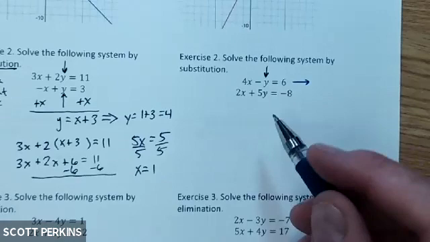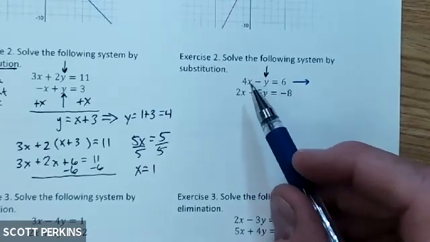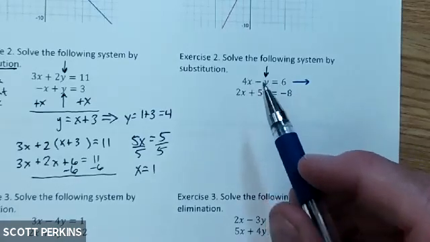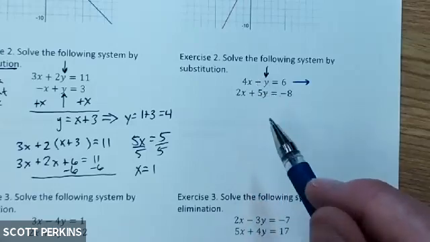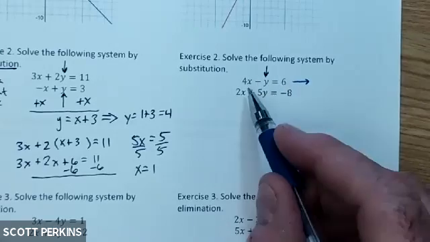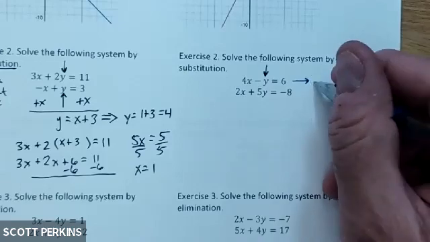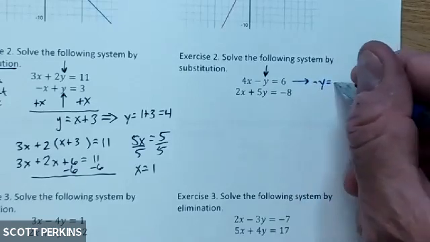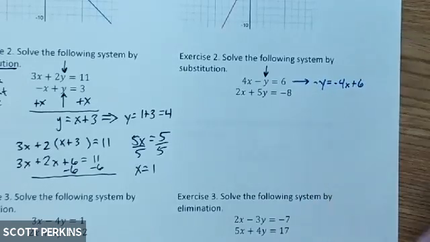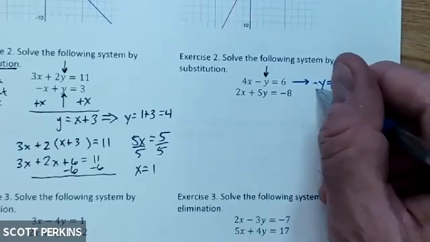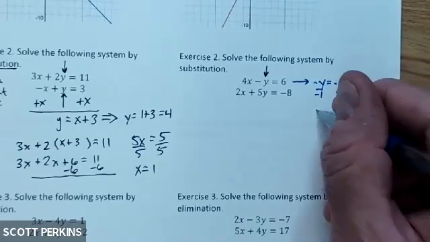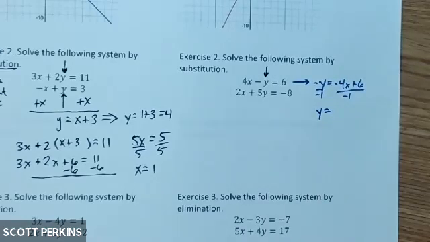Okay, so what I'm going to do first, give me feedback. If I lose you on a step, I'm not going to write everything out like I did on the previous one. That hasn't been my policy in this class. So I'm going to subtract the 4x from both sides. I'm going to get negative y is equal to negative 4x plus 6. Then I'm going to divide both sides here by the negative 1. Please don't forget when you divide by something to distribute.